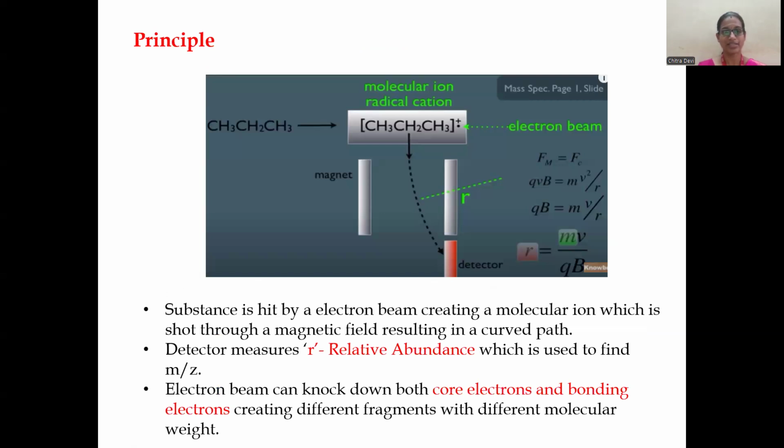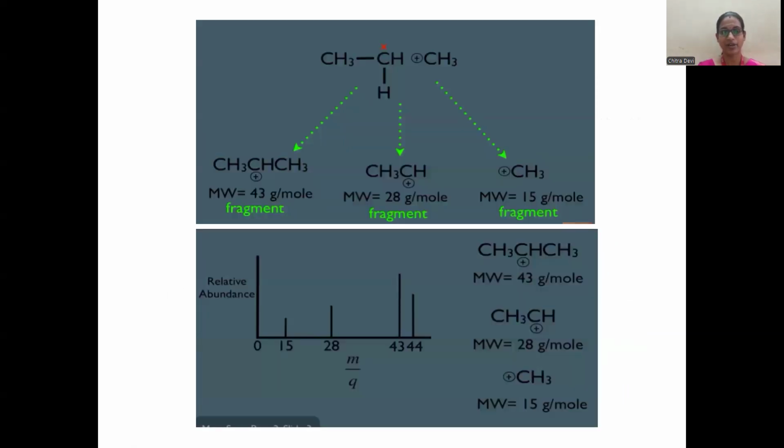So you can see this structure. Here you can see propane, CH3, CH2, CH3. If you ionize this compound, then you can get different fragments. Now you can see in this next diagram, three different fragments of different molecular weights. First one is CH3 CH2 CH3 plus. Second one is CH3 CH2 plus. Third one is CH3 plus. So these are all the compounds that can be produced after the ionization.